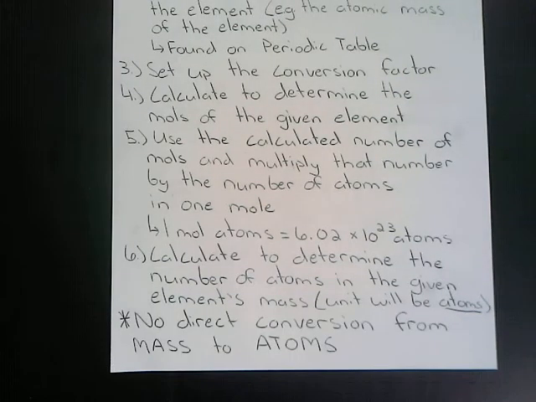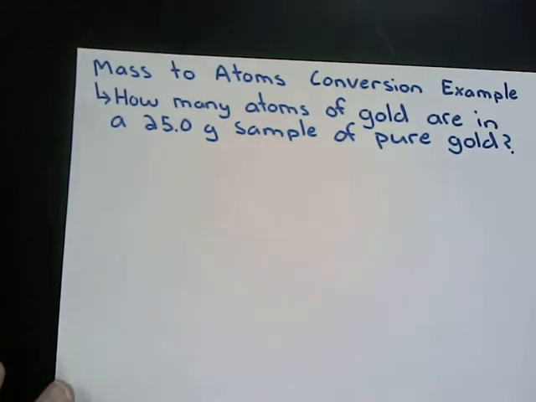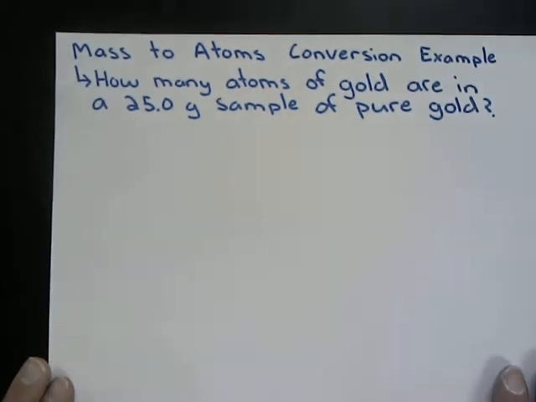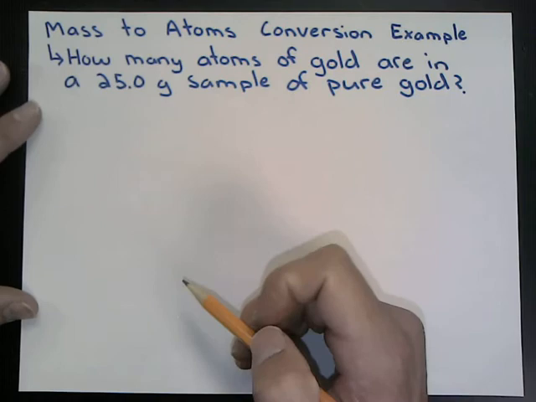All right, so let's put these skills to the test and go through this particular process in an example. In our example, we want to know how many atoms of gold are in a 25.0 gram sample of pure gold. So let's start out and make this easy on ourselves. All we need to do is write down the number in the unit of the given substance.